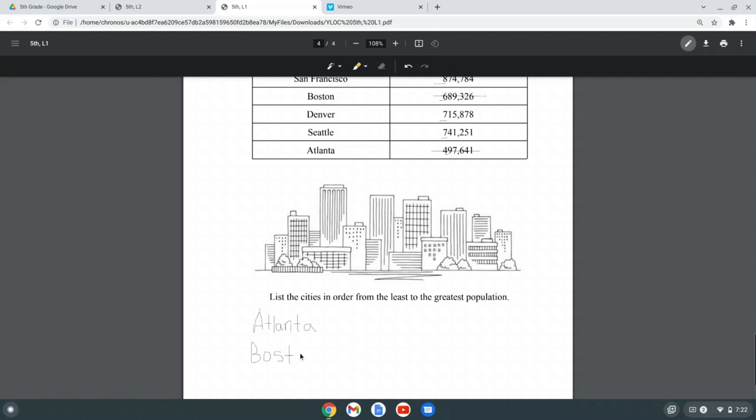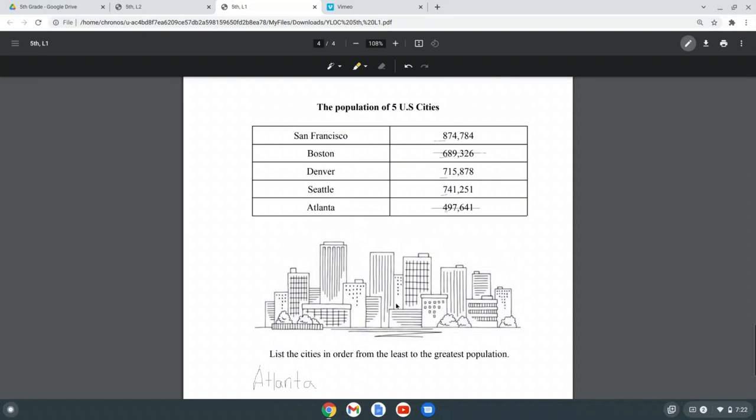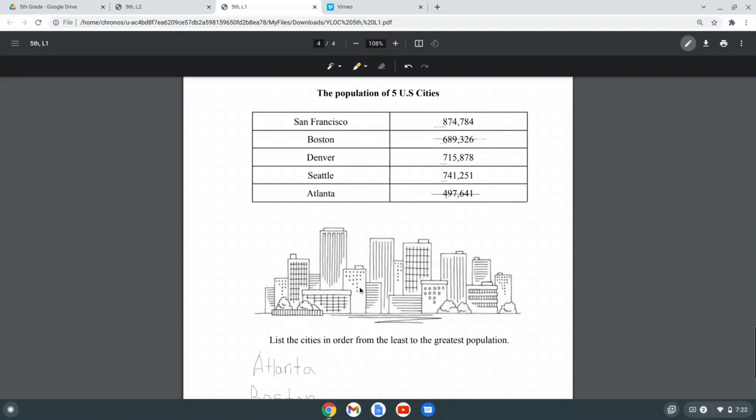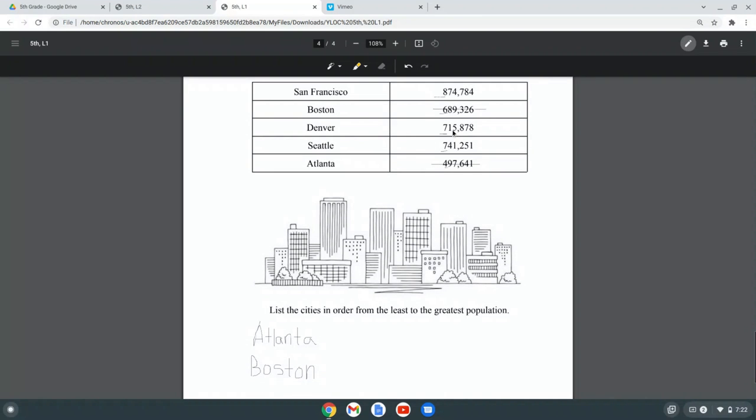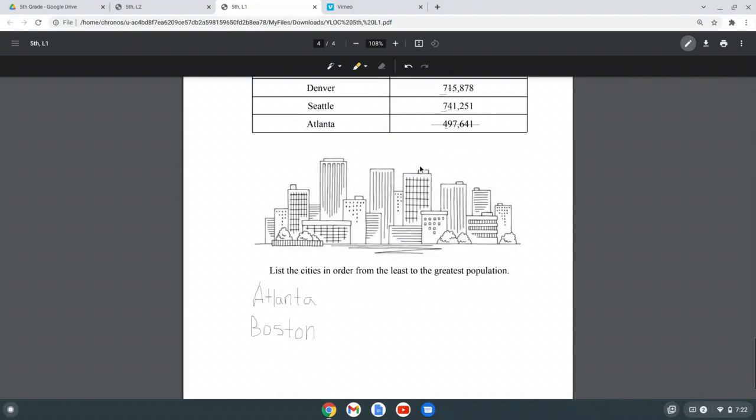So you can list them in any way, but I think top to bottom is easiest. So Atlanta and then Boston. And next we have 8, 7, 7. Since 8 is the greatest, we know that'll be the last. So what comes next after Boston? Look in the 10,000s place. 1 and 4. 1 is less than 4. So we write Denver.